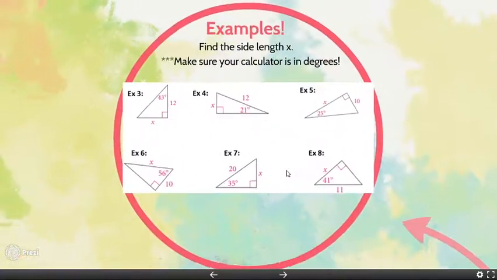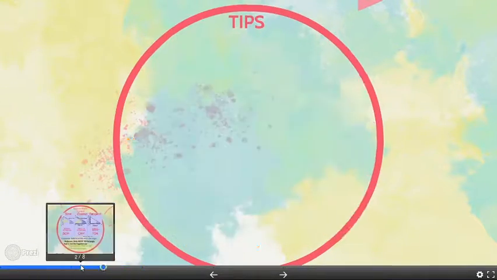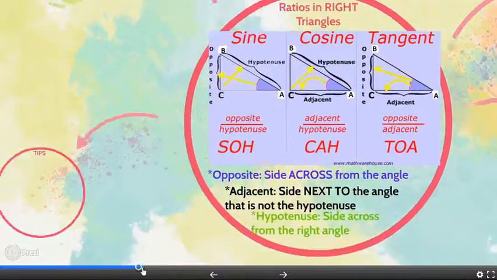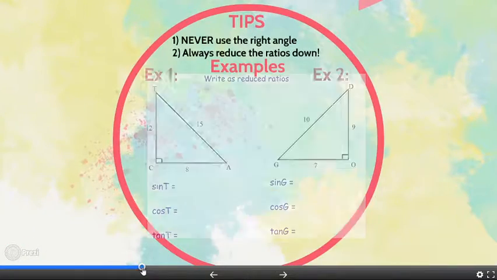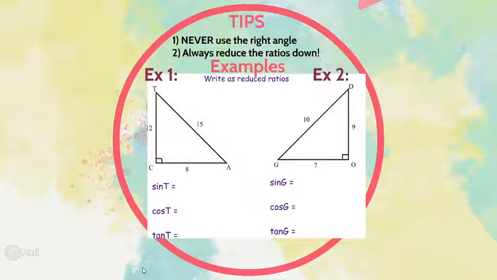So all that example 1 and 2 are doing, which I need to go back because now you can see all the answers. All example 1 and 2 are doing, sorry guys, all we're doing is we're practicing writing the ratios. Okay, that's all we're doing. So let's get started on example 1.